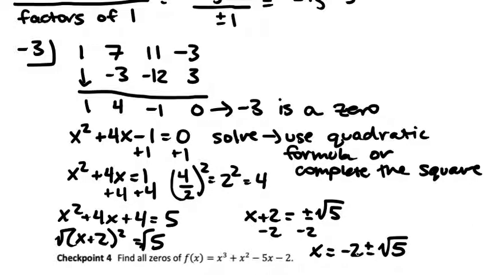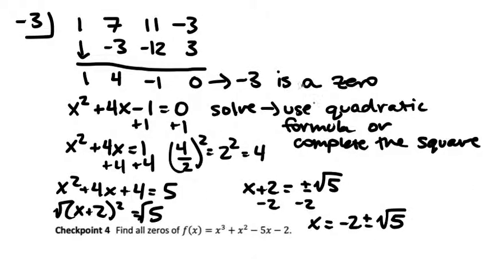One of them is negative 2 plus square root of 5, and one of them is negative 2 minus square root of 5. And you can enter them separately, or you can enter them together using the plus or minus symbol in MyLab Math. My third solution is this negative 3 that I found up here. So what I would type into the squiggly bracket is negative 3, comma, negative 2 plus or minus square root of 5. And those are my solutions.